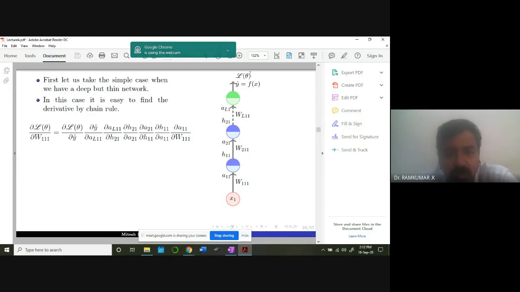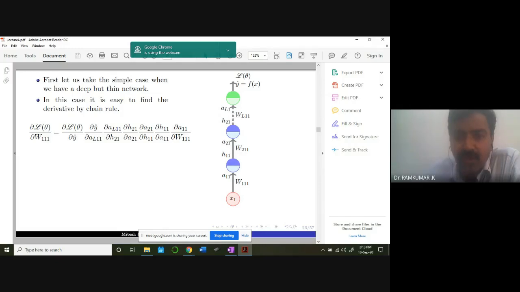So the chain rule is more like it. You have to remember this slide. Okay, this is a chain rule here. ∂L(θ)/∂ŷ, ∂ŷ/∂A_L1. Then ∂A_L1/∂H_21, ∂H_21/∂A_21. Pre-activation, activation. See here very clearly. This is the output, this is activation. What is the pre-activation to it? ∂A_L. So you're finding out the derivative with respect to that.